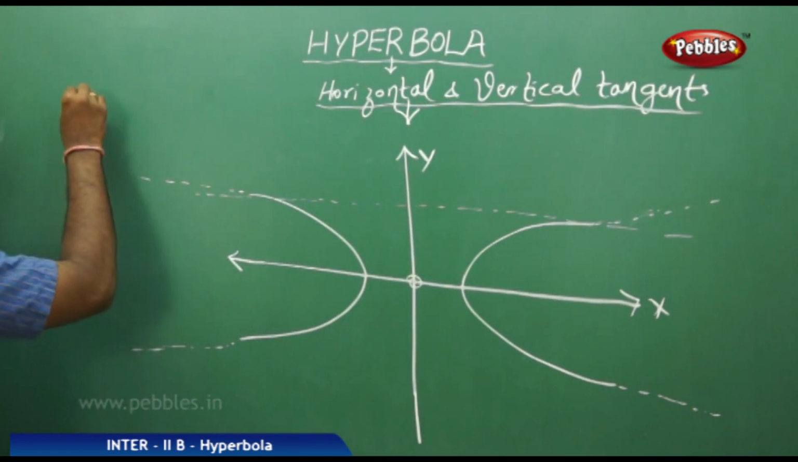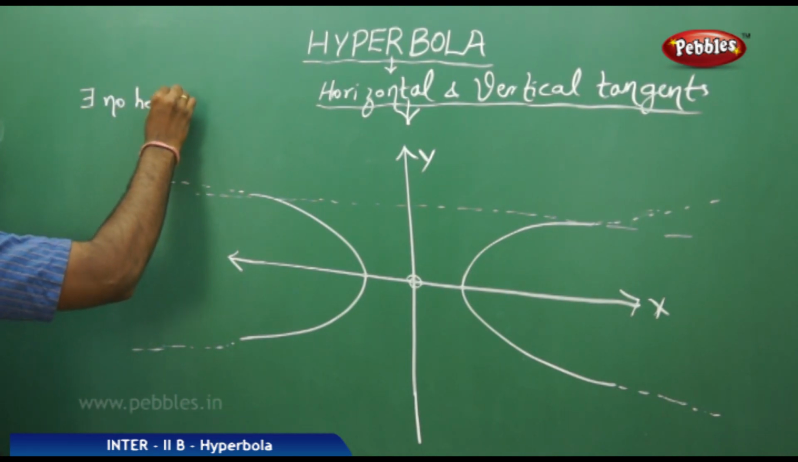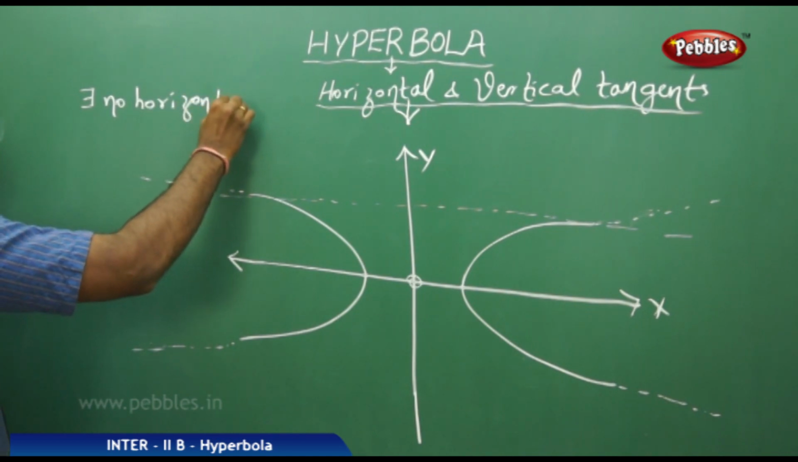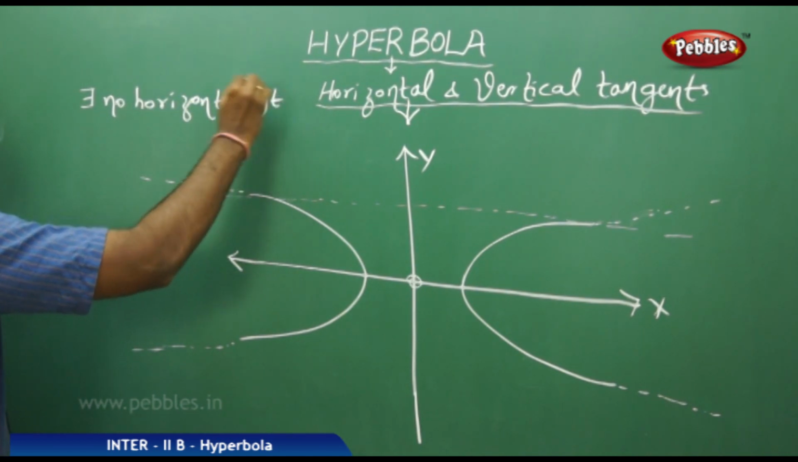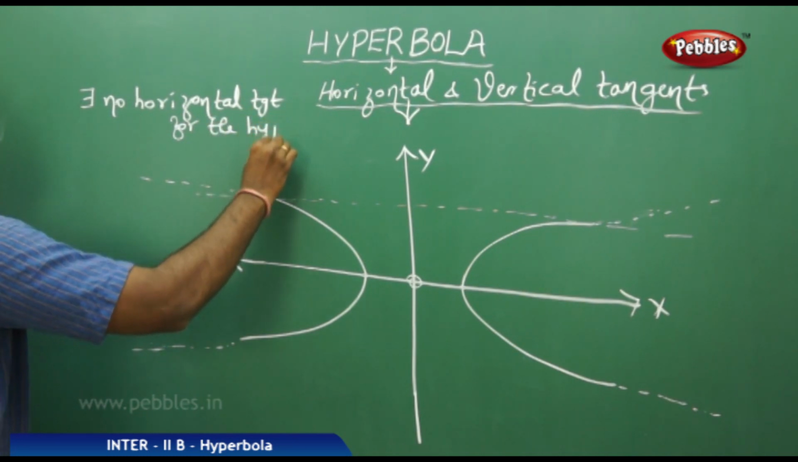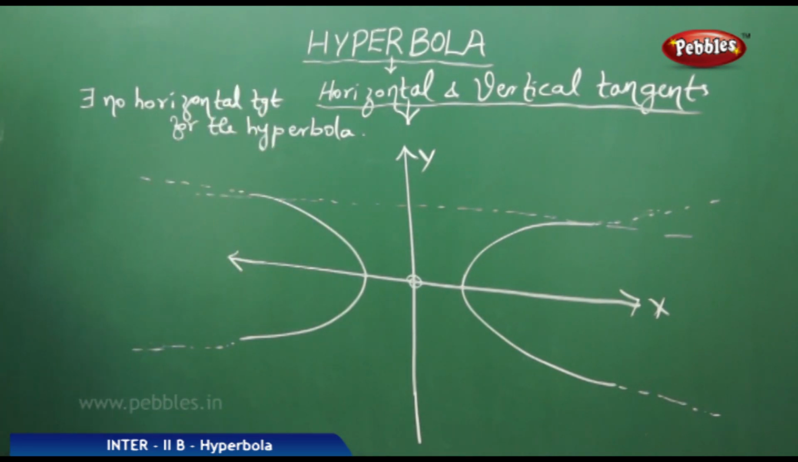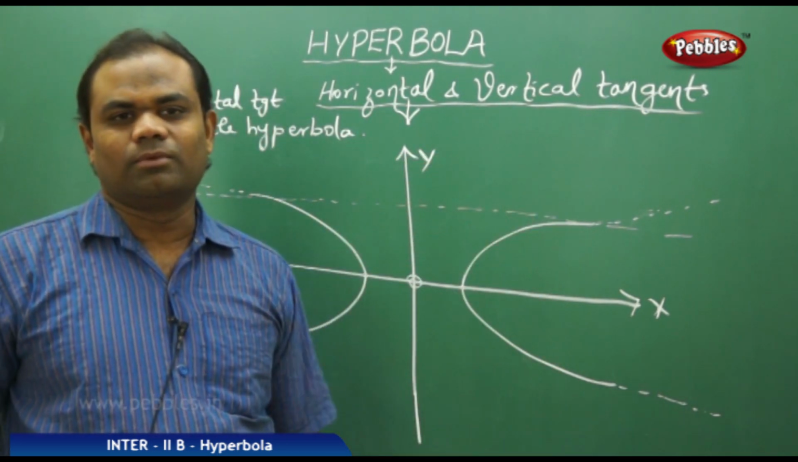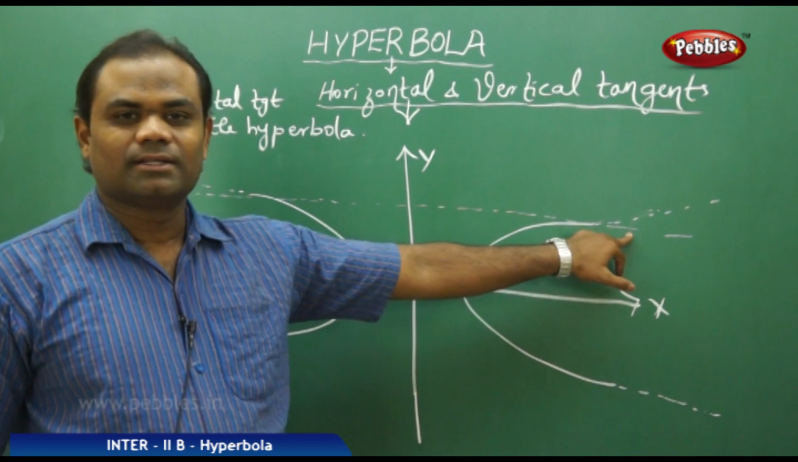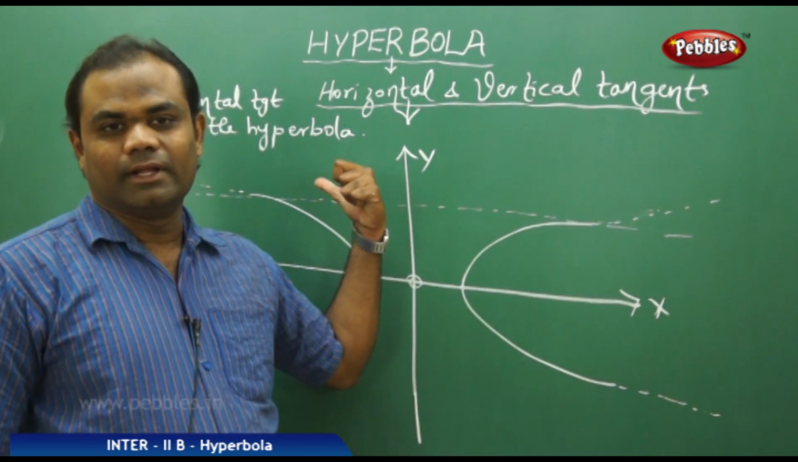So this makes us conclude that there exists no horizontal tangent for the hyperbola, because it has to cut the hyperbola at some point on the right or the left.